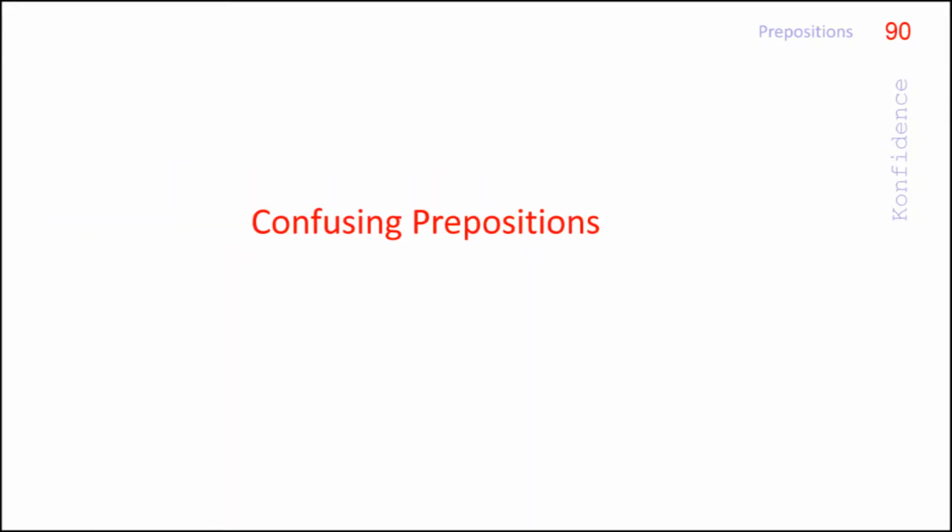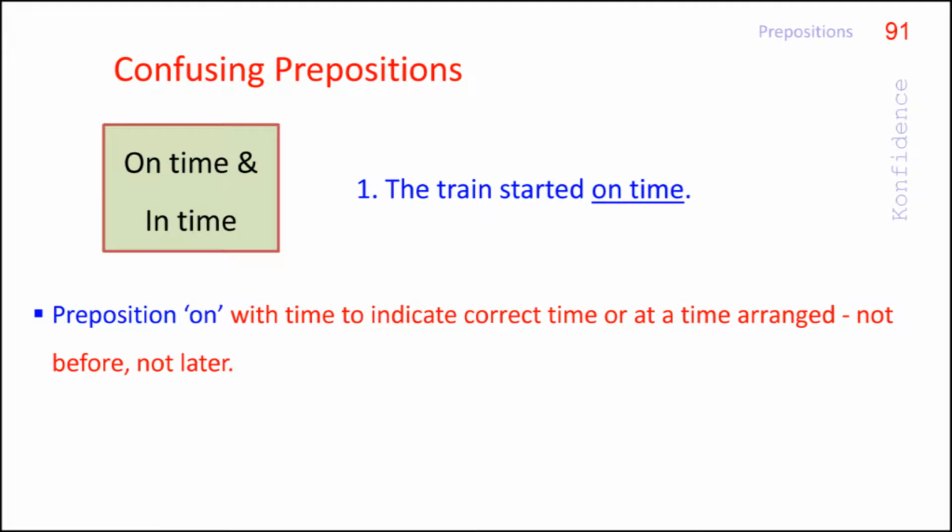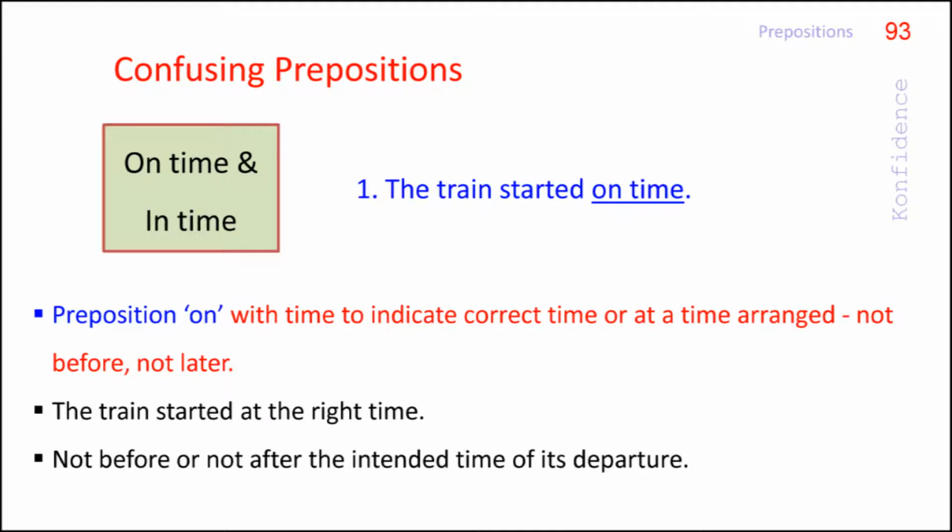Some of the prepositions given here are a little bit confusing to students who are not very familiar with English grammar. We use on with time to indicate correct time or at a time arranged, not before, not later. The first sentence given in the slide says that the train started at the right time, not before or after the intended time of its departure.